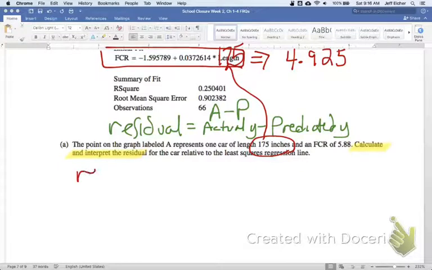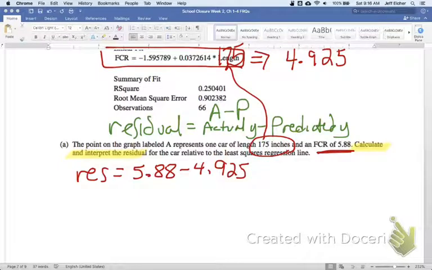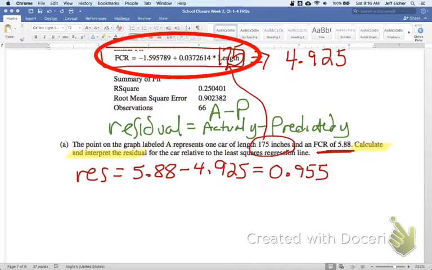So our residual would be the actual FCR. The actual FCR is 5.88. The predicted FCR is 4.925. And we get a residual of 0.955. You'll definitely want to show on your response, you want to show yourself plugging in 175 into this equation for length. Sadly, a lot of students stop there and got a partial.